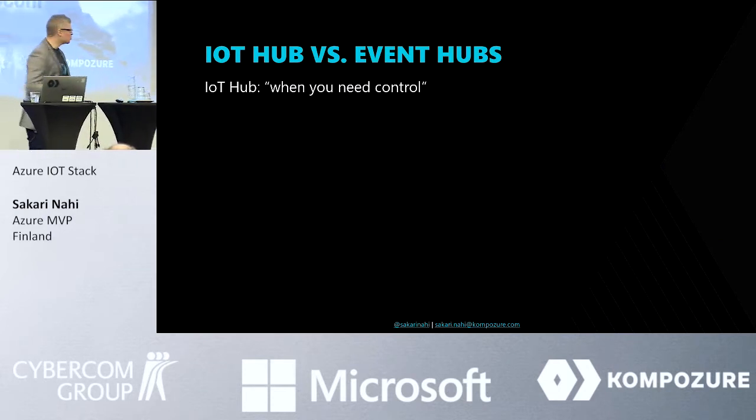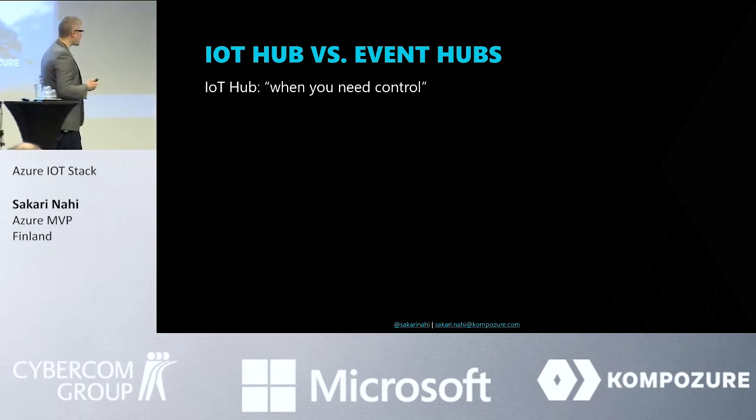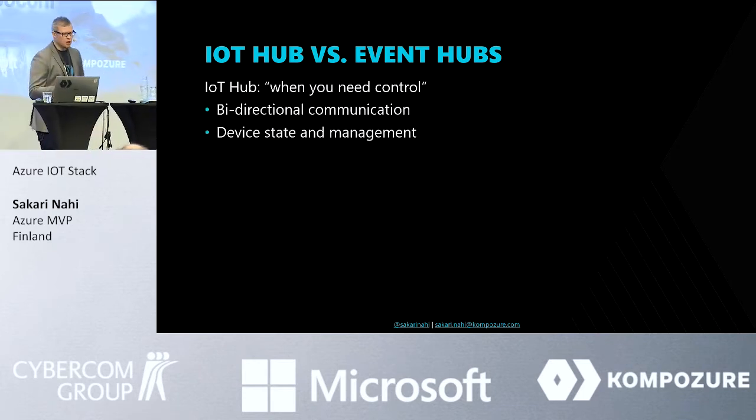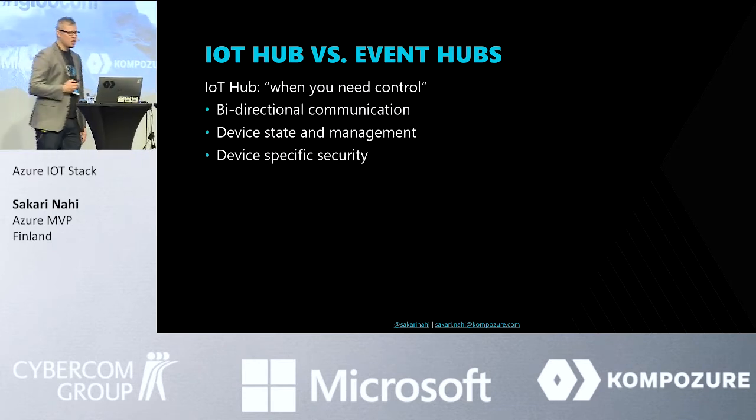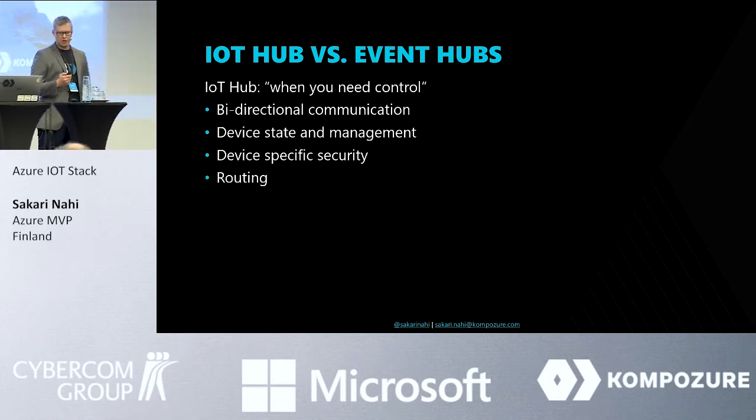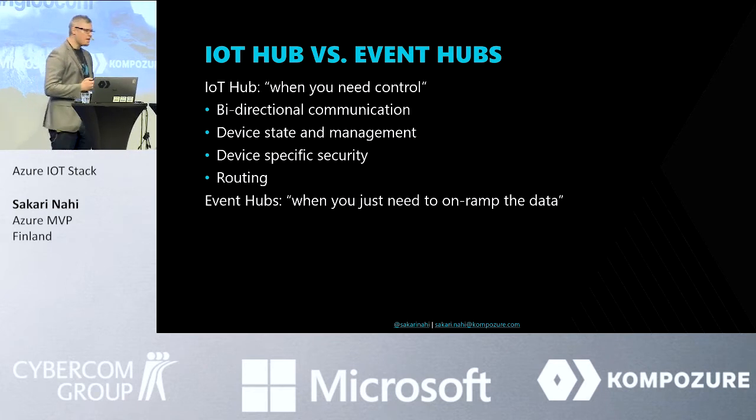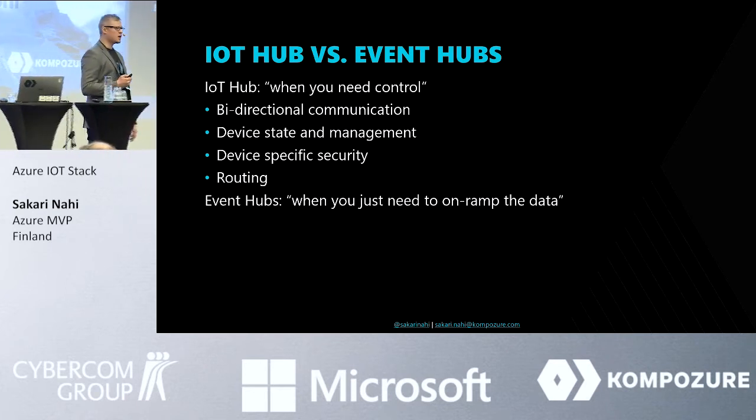So where would we choose whatever? We choose IoT Hub when we need control. It's bi-directional. It has device state and management. It has device-specific security, and it has routing. So there are a lot of nice features. Event Hubs when you just need the data in the cloud.